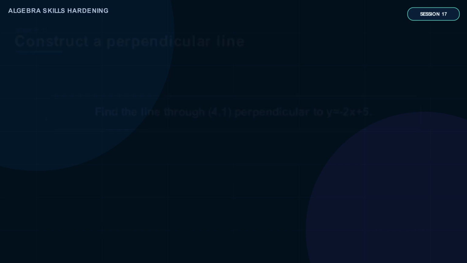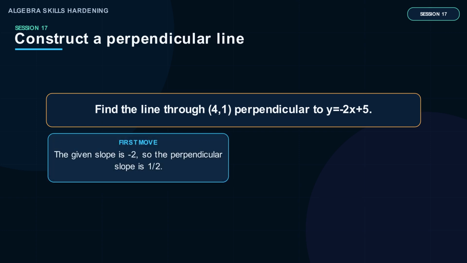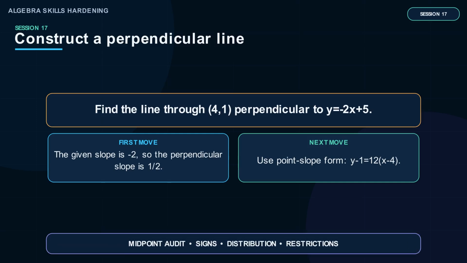Here's our challenge. Find the line through (4, 1), perpendicular to y equals -2x plus 5. Restate the target and identify the most important part of the routine. The first move is, the given slope is -2, so the perpendicular slope is 1/2. This changes the form without changing the meaning. Next, use point-slope form, y minus 1 equals 1/2 times (x minus 4). Keep the relationship visible and apply the operation to every required term. Now audit distribution, signs, copied values, and restrictions. A brief midpoint check is cheaper than rebuilding the solution.